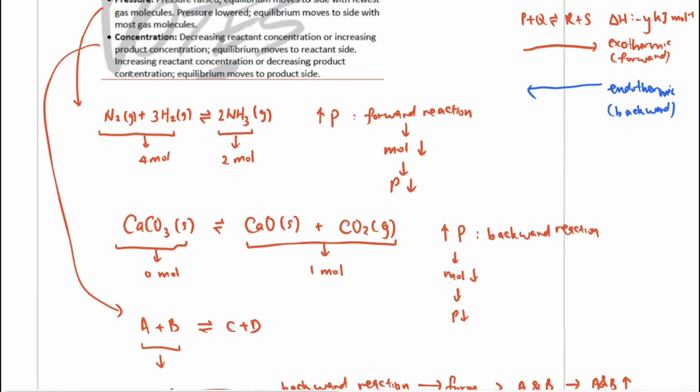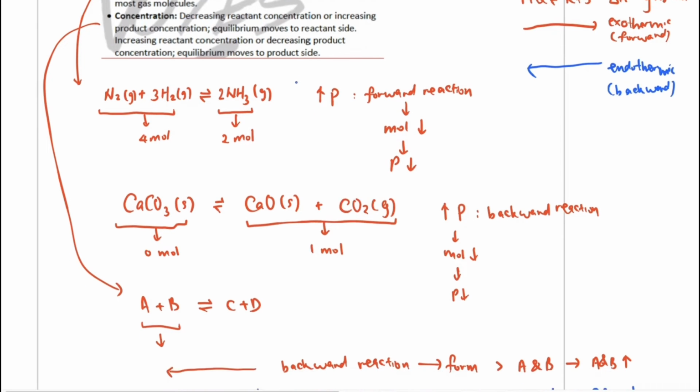this last part is the other way around. Just now we decreased the reactant, now increase the reactant. Just now we increased the product, and now decrease the product concentration. Equilibrium moves to the product side. Just now equilibrium moved to the reactant side, now equilibrium moves to the product side. It's just the other way around. So this thing, I need not explain. Just the other way around only. Okay.